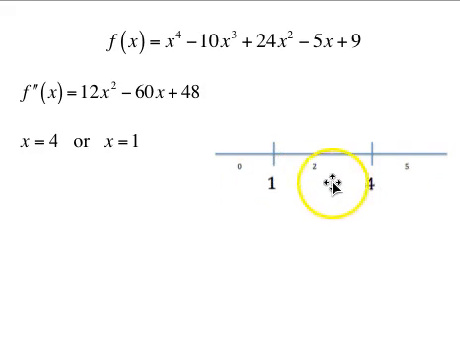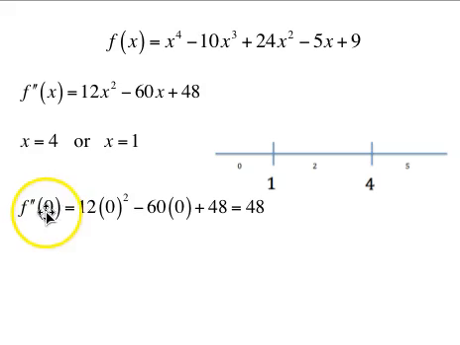We will see what the concavity is at each one of those points by plugging those values into the second derivative. So f double prime of 0, 12 times 0 squared minus 60 times 0 plus 48 is 48. So at 0, the function is concave up. We see that. Second derivative is positive, it's concave up.